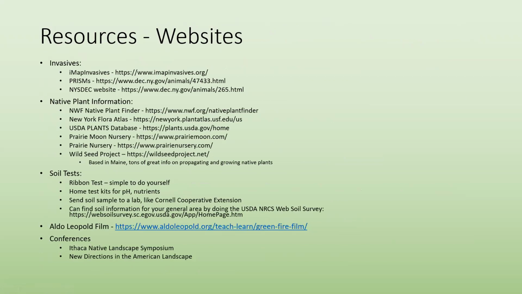Oh, iNaturalist. That's a good one. So you can take a picture of it and then you can get help identifying it. Yeah. Okay.